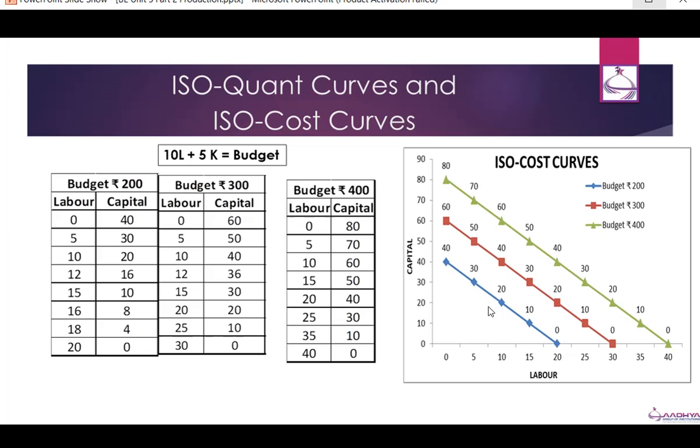So as you can see, the 200 rupees budget line or isocost line is the lowest. The 300 rupees line is a little higher, because you can buy more with the budget, and the 400 rupees isocost curve is the highest, because you can purchase significantly more given your budget and the prices.